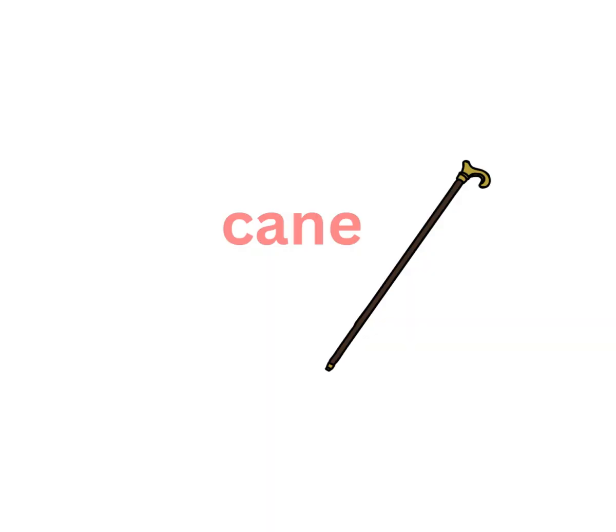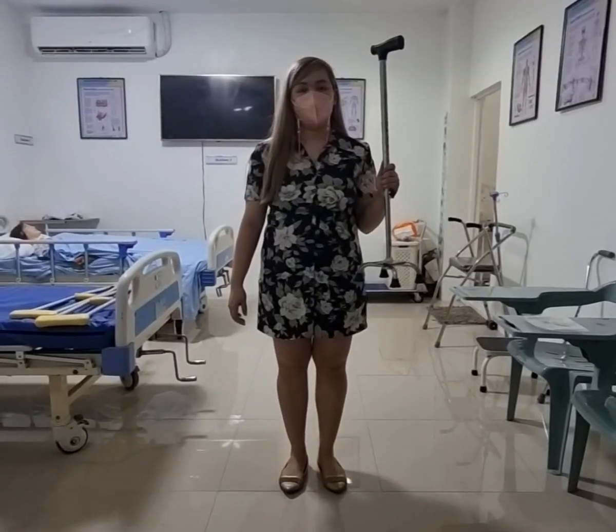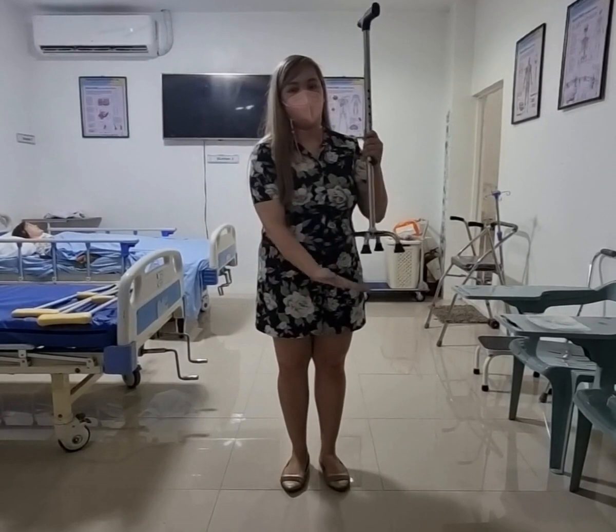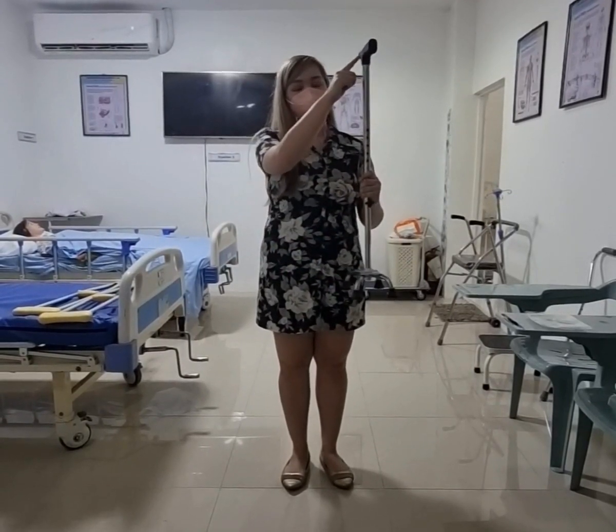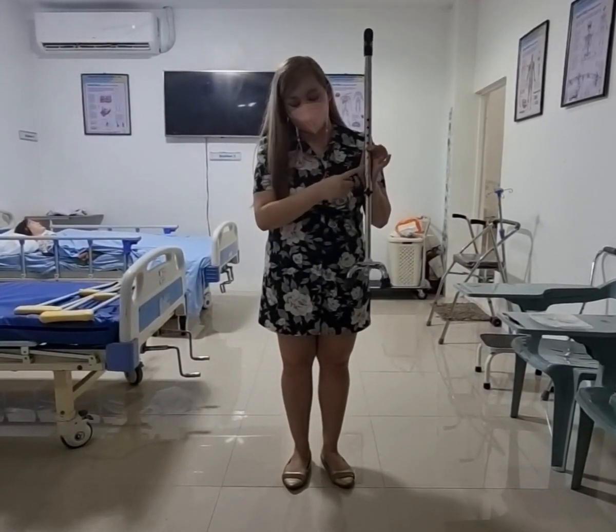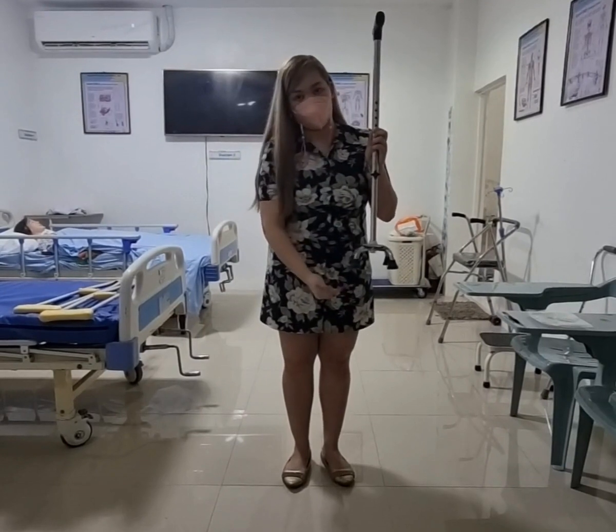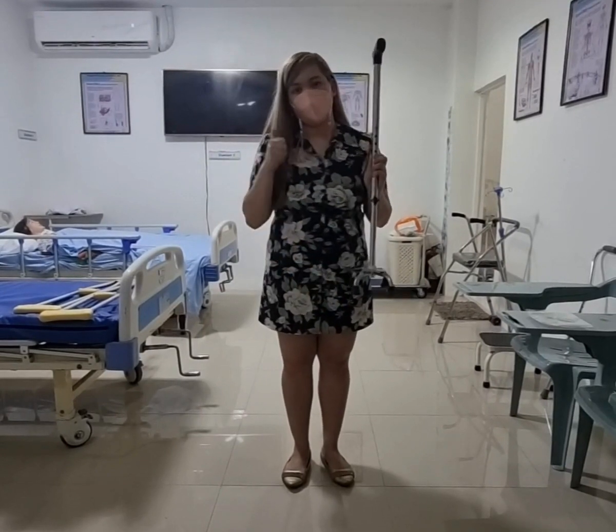Next, pag-usapan po natin ang cane. Ayan, hawak ko po ay quad cane. 4 po ang paa, kaya quad cane. That's the hand grip, cane adjustment area, and yung ferrule or rubber tip.